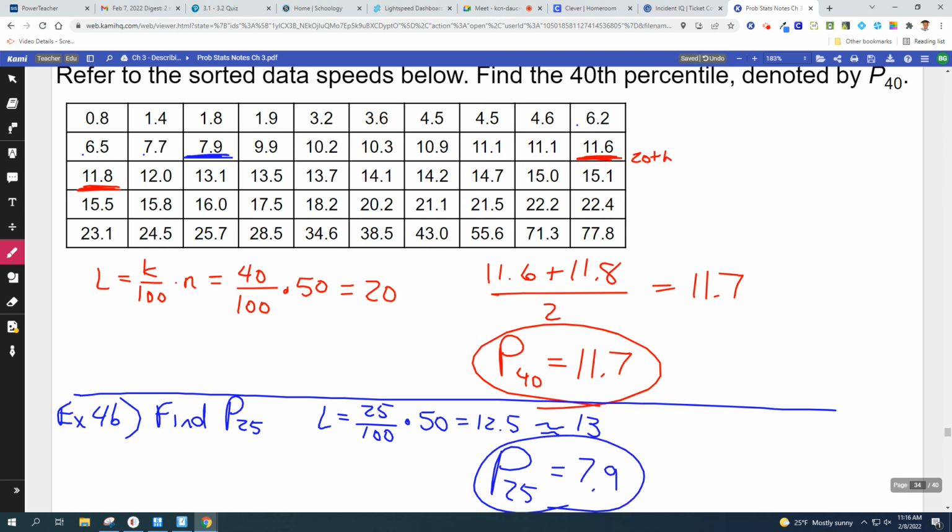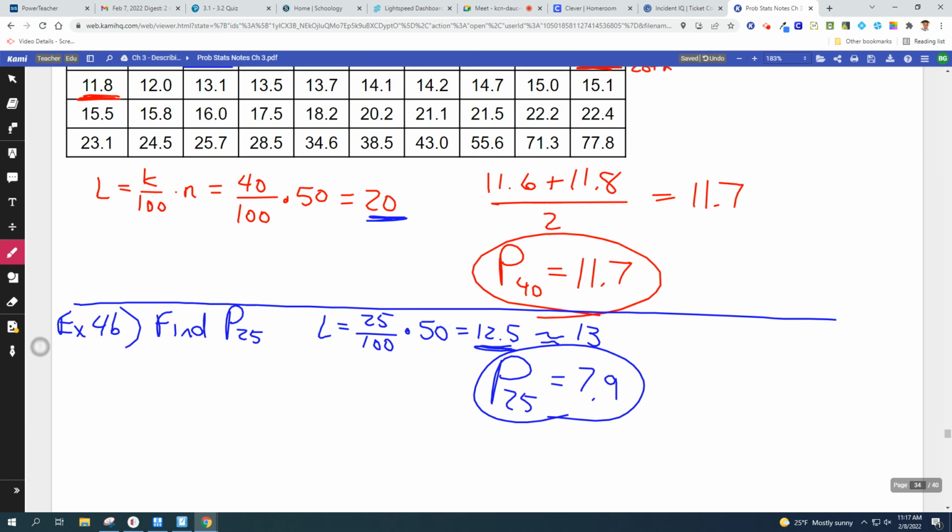I think that's kind of tricky because how you do the problem depends on if this is a whole number or not. If that's a whole number, you do it one way. If it's not a whole number, you do it a different way. But that's finding a percentile.